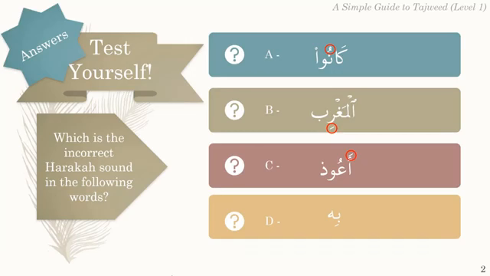Lastly, in example D, the kasra sound was incorrect. Again, the middle of the tongue was not raised properly. Listen to the wrong sound followed by the correct sound.